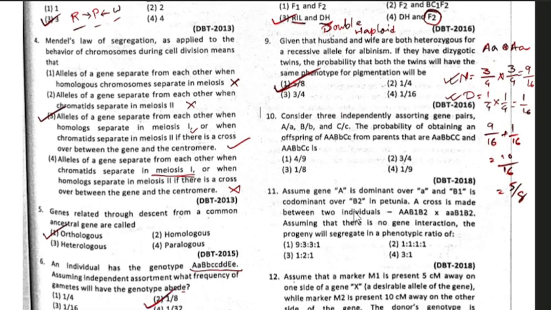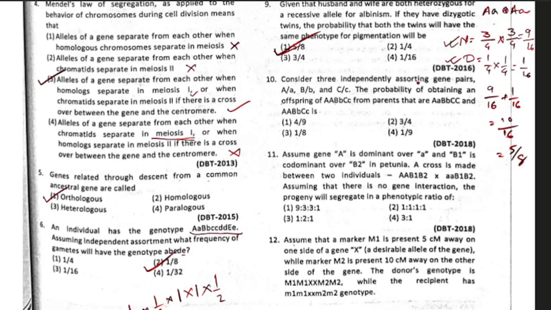Let's see the next question. Consider three independently assorted gene pairs: capital A small a, capital B small b, and capital C small c. What is the probability of obtaining the offspring capital A small a, capital B small b, and capital C small c, from the parents?